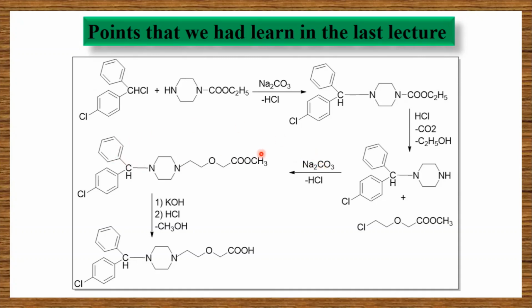You will get this product. Then the next step is the hydrolysis of this ester in presence of KOH and HCl. You will get this final product, and the name of this final product is cetirizine. So this is your cetirizine.